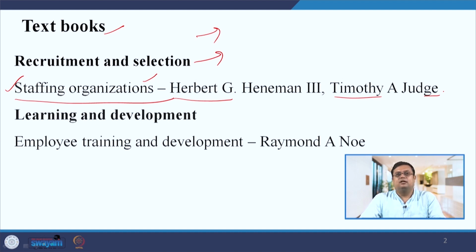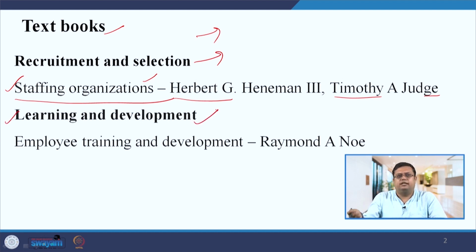Second thing that you will be able to do: if you are already using some matrix to measure recruitment and selection effectiveness, you will be able to modify them after reading this particular book. Some of the matrix that I have discussed in this course related to recruitment and selection were developed after reading this book only. The second category of functions is learning and development.